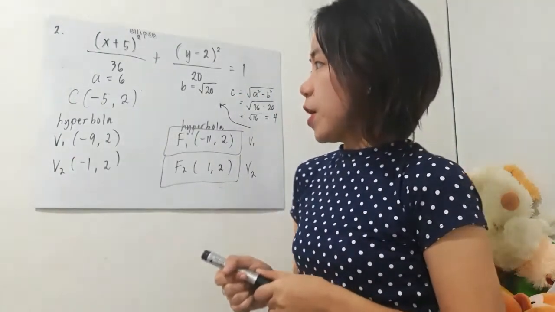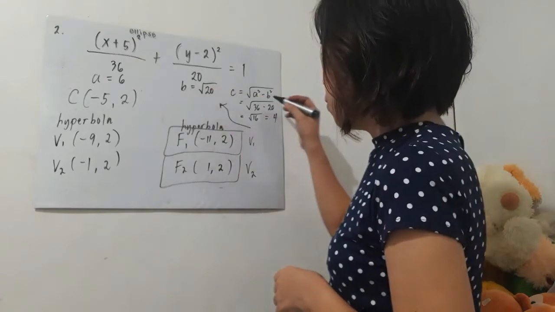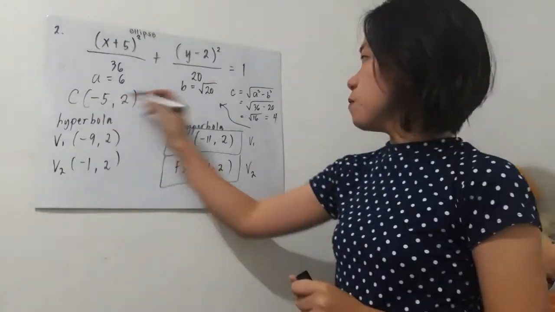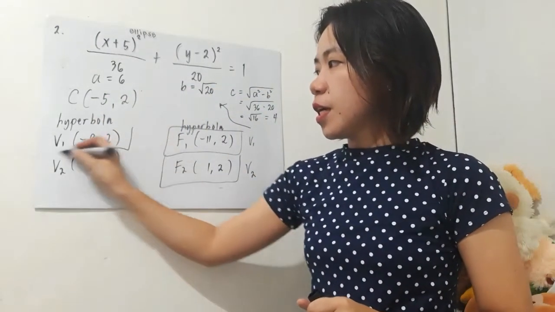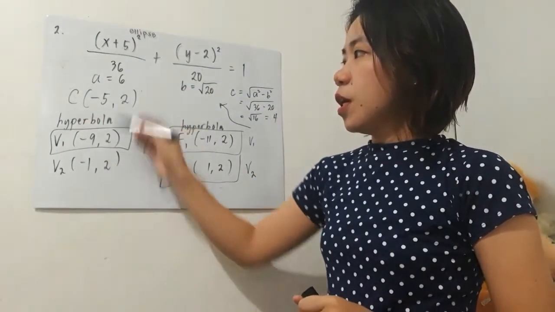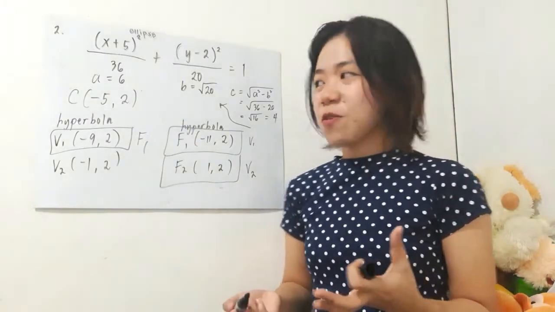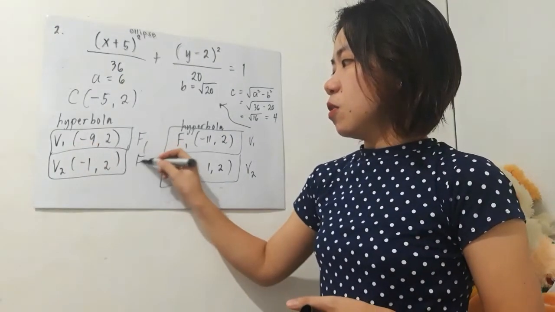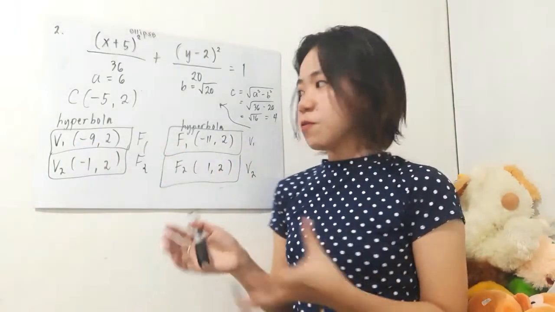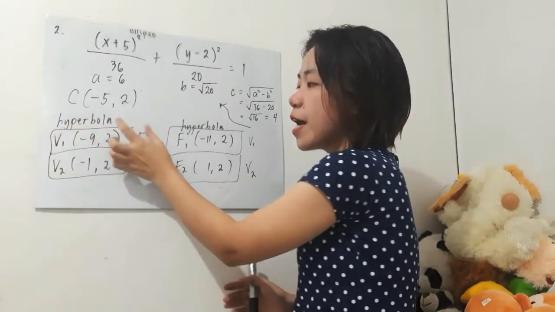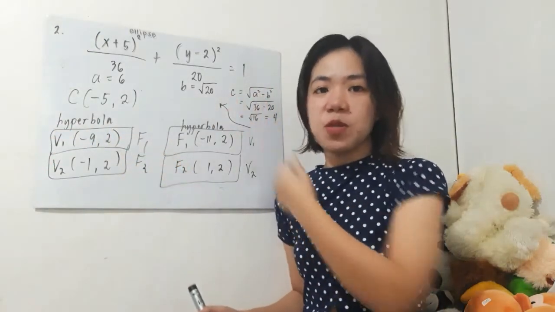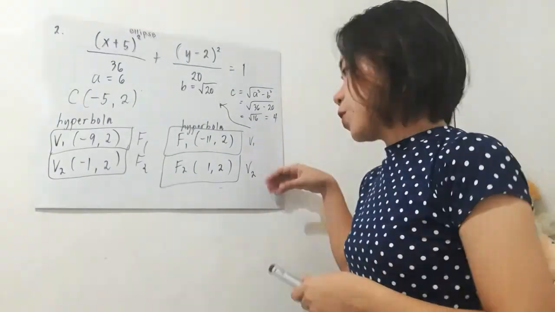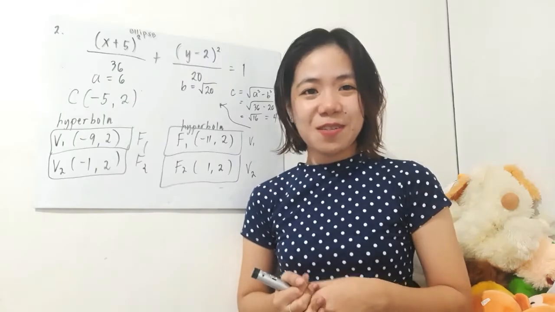Okay, and then for us to find the foci, you just have to add and subtract 4 from negative 5. So negative 5 minus 4 is negative 9, copy 2. And then to find the other focus, we have to add negative 5 plus 4 is negative 1, copy 2. So we have proven that the vertices of the given hyperbola are actually the foci of the ellipse, and the foci of the given hyperbola are actually the vertices of the ellipse.